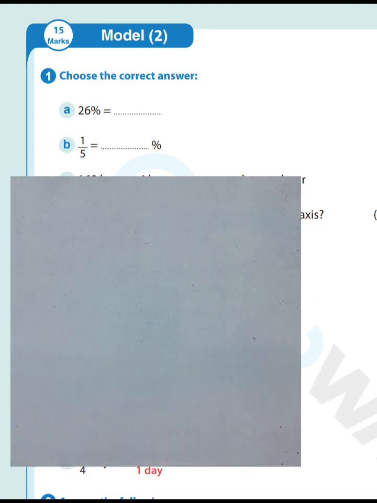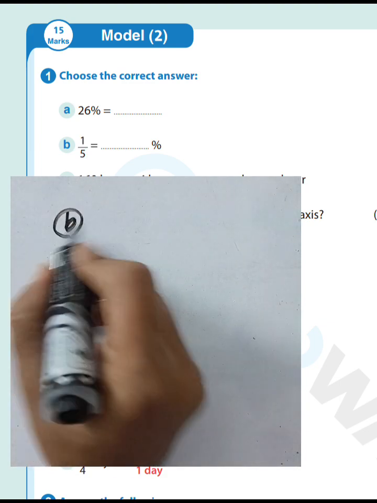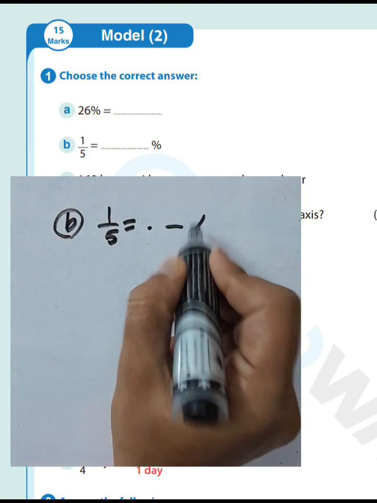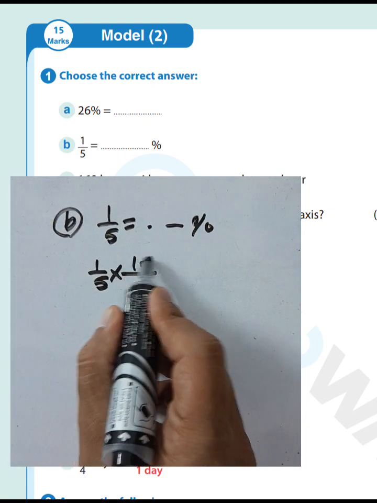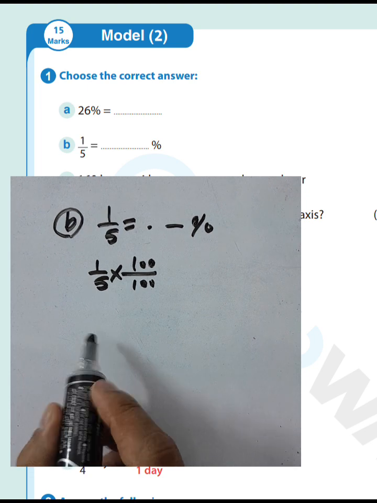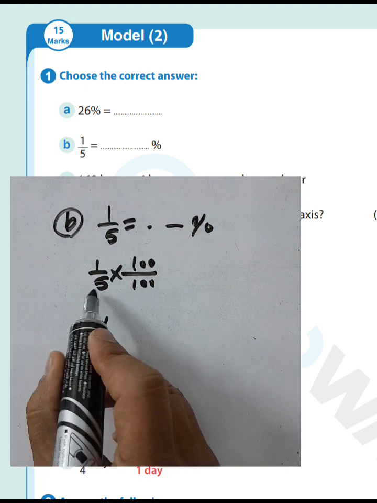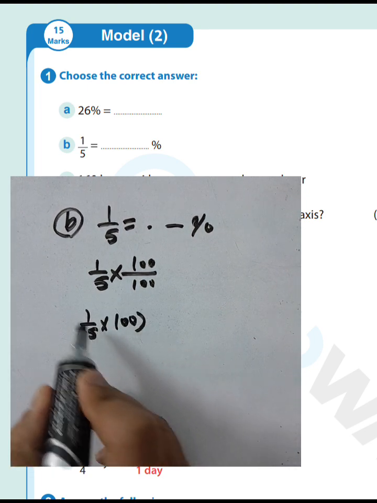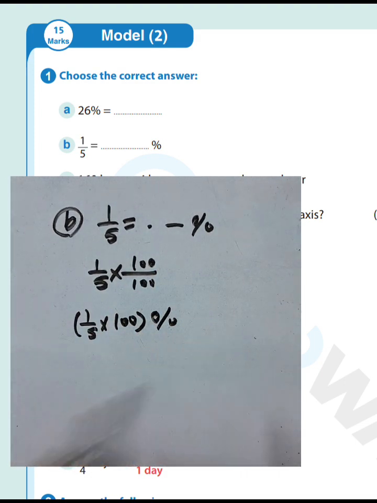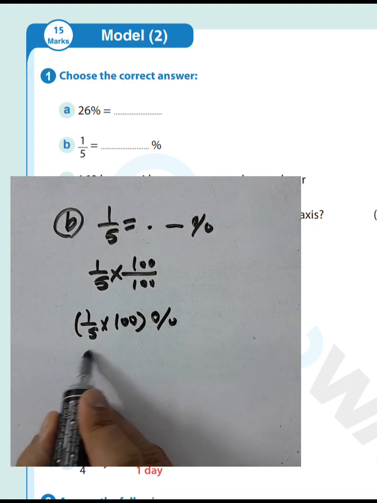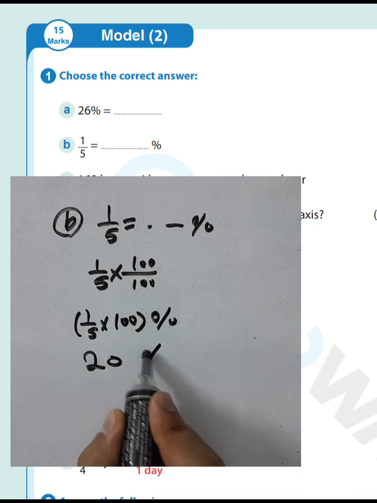And what about question letter B? 1 over 5 convert to percent. 1 over 5, we can convert to percent by multiplying numerator and denominator by 100. And then write 1 over 5 times 100, divided by 100, it means percent. 100 divided by 5 will be 20. Then the result will be 20%.